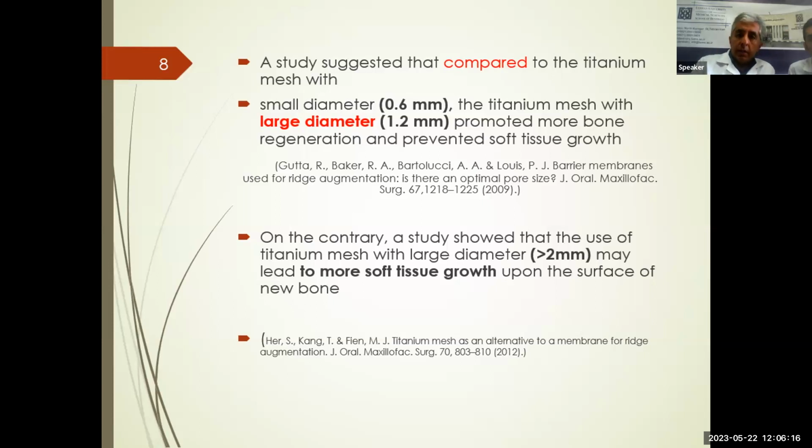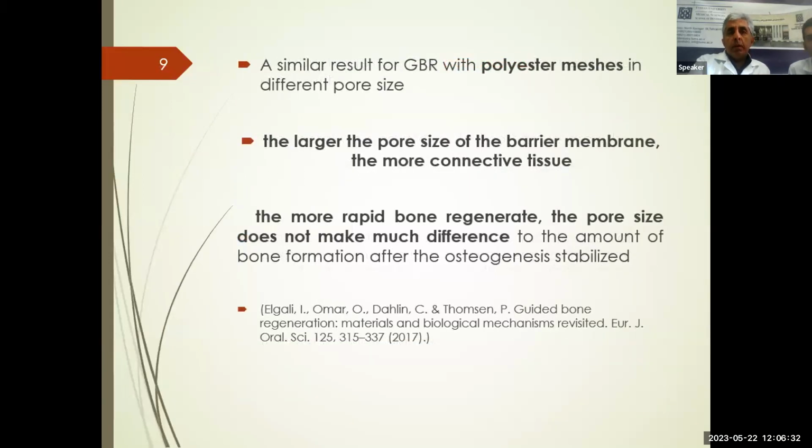On the other hand, another study showed that the use of titanium mesh with a large diameter, more than 2 millimeters, led to more soft tissue growth upon the surface of the new bone. A similar result was seen for GBR with other materials such as polyester mesh with different pore sizes. As we mentioned previously, the larger the pore size of the barrier membrane, the more connective tissue. The more rapidly bone regenerates, the pore size doesn't make much difference to the amount of bone formation after osteogenesis stabilized.